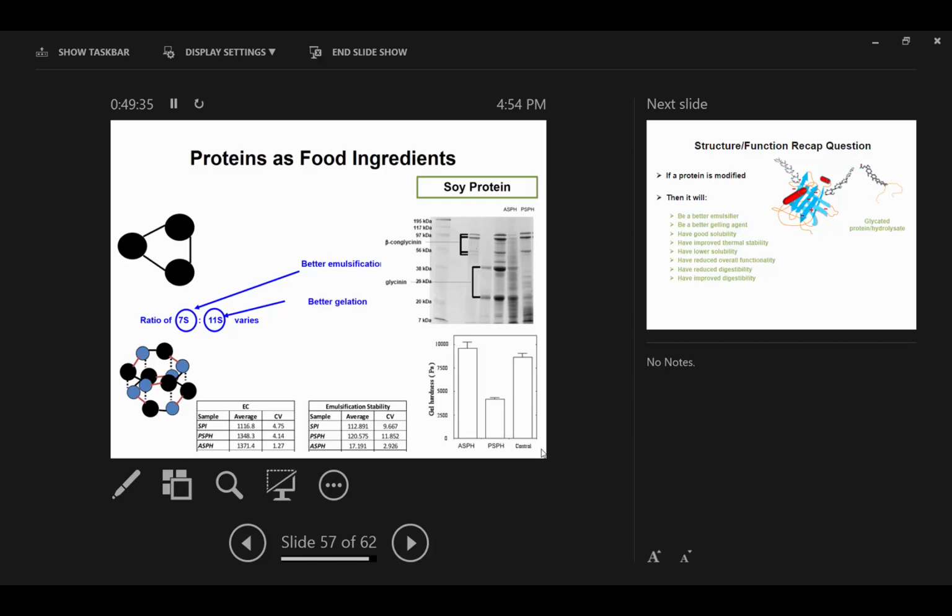So that confirms what we saw on the impact of hydrolysis of the glycinin fraction on gelation. If you hydrolyze glycinin, gelation goes down. Here we saw the impact if you hydrolyze beta-conglycinin: you see reduced emulsification properties.